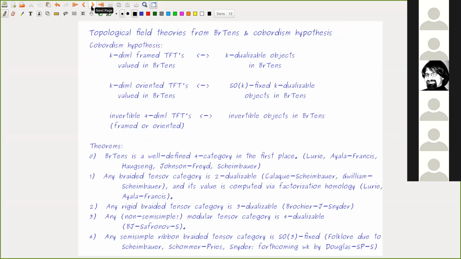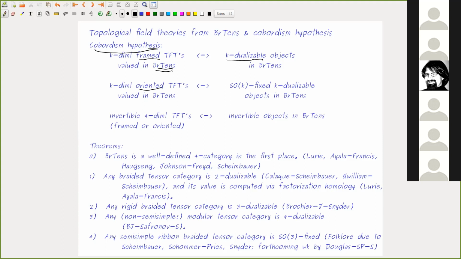So the reason that I care about this 4 category is that we can use it to construct fully extended topological field theories. So I'll just recall that the cobordism hypothesis of Baez, Dolan, and Lurie tells us that we can construct TFTs either of framed manifolds or of oriented manifolds by analyzing the algebra of our 4 category and looking for, in order to produce framed TFTs, things called K-dualizable objects. So that roughly says that the objects have duals, the evaluation and co-evaluation have duals, their duals have duals, and so on. And you say that K many times.